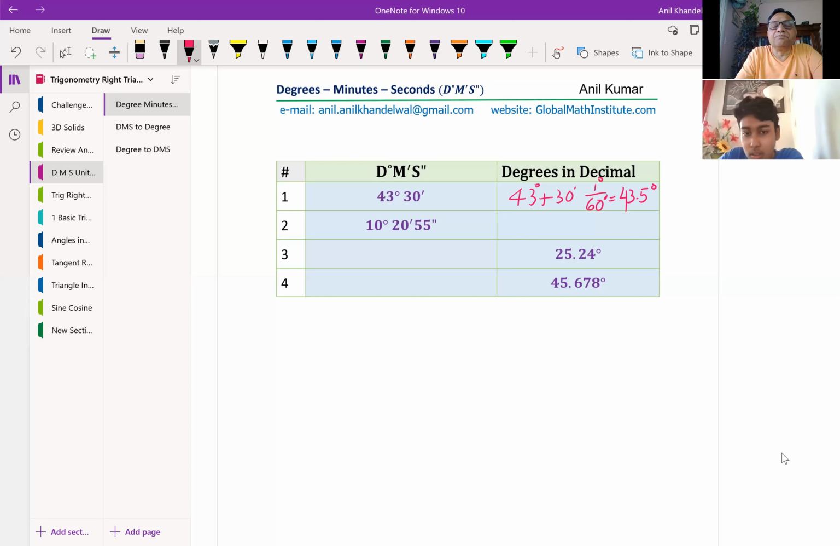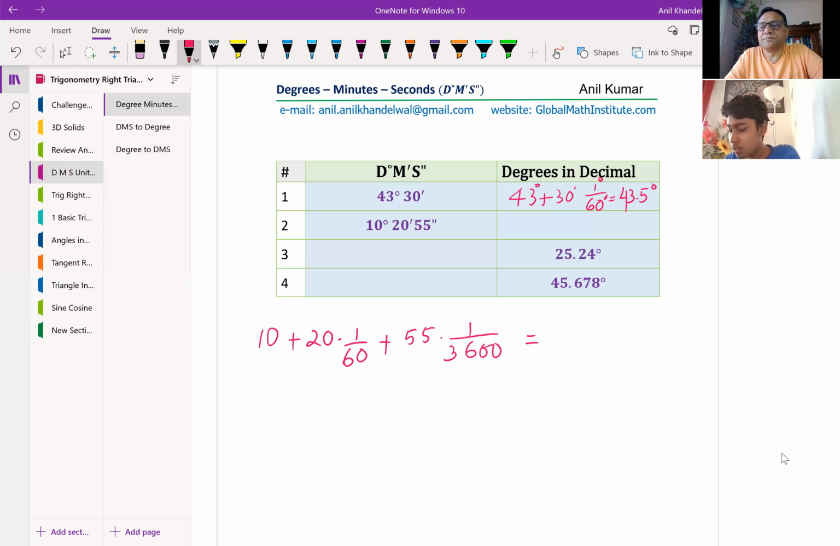Now, we'll do this. 10 degrees, 20 minutes, and 55 seconds. Can you do the calculation and tell me the answer? So that would just be 10 plus 20 multiplied by 1 over 60 plus 55 multiplied by 1 over 3,600. And that would just be 10 and 251 by 720. So I got the fraction form of 10 and 251 by 720.